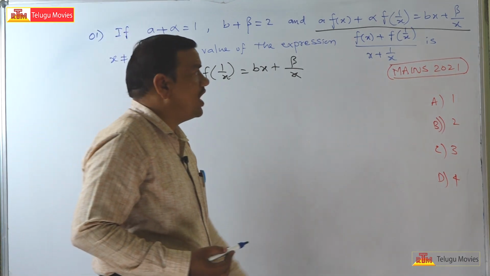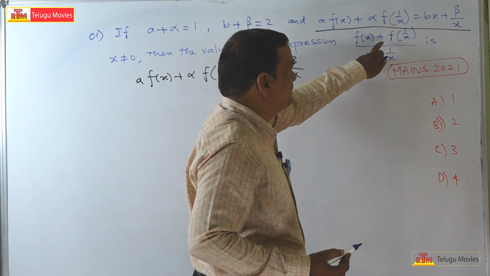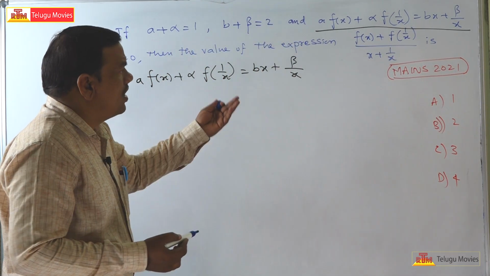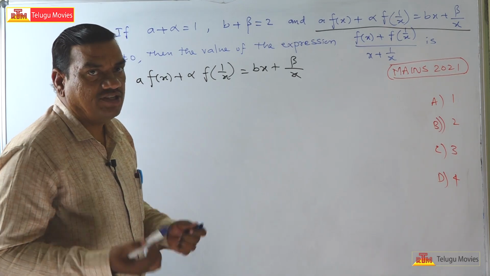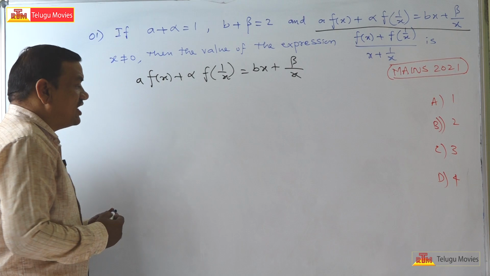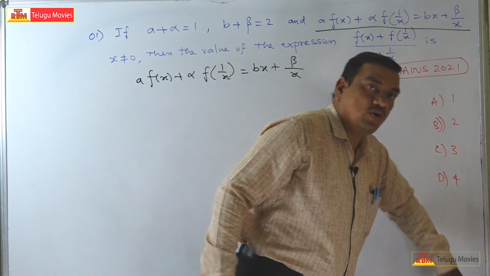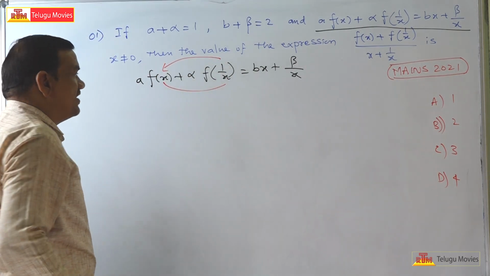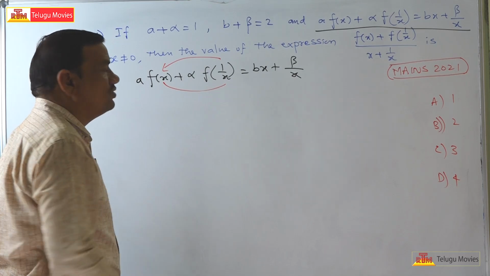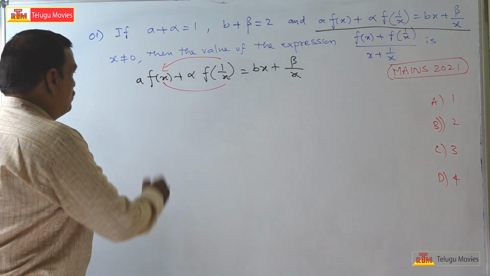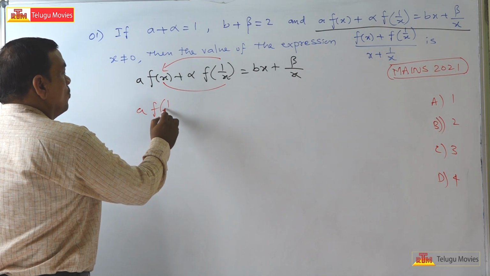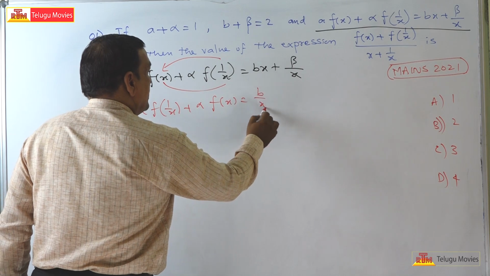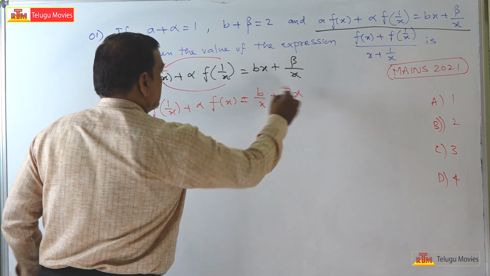So see what we have to find out. We have to find out f of x plus f of 1 by x. We want f of 1 by x also, of course divided by x plus 1 by x. Generally, this type of problem, as I already told, interchange these values. In place of x, put 1 by x. In place of 1 by x, put x. Now just interchange. So now this will become f of 1 by x plus alpha times f of x is equal to b by x plus beta x.